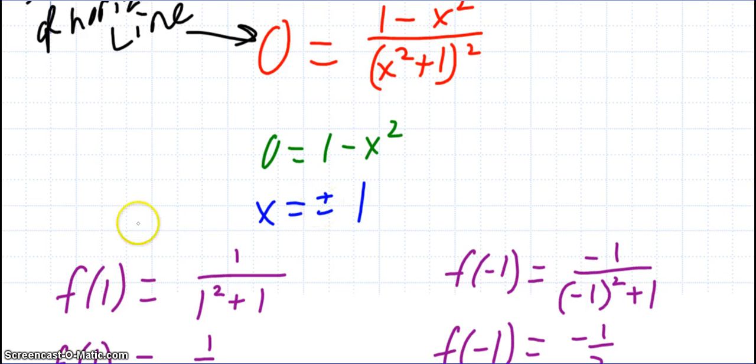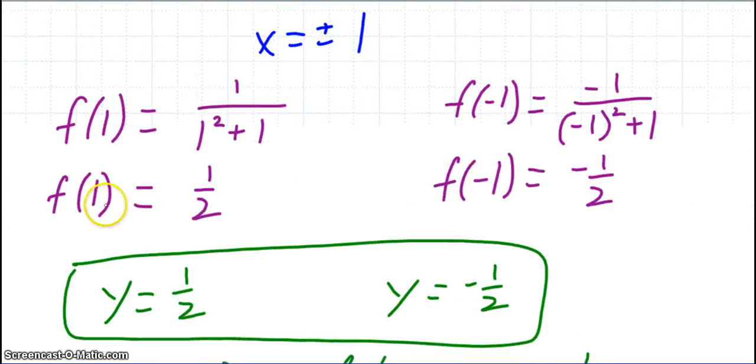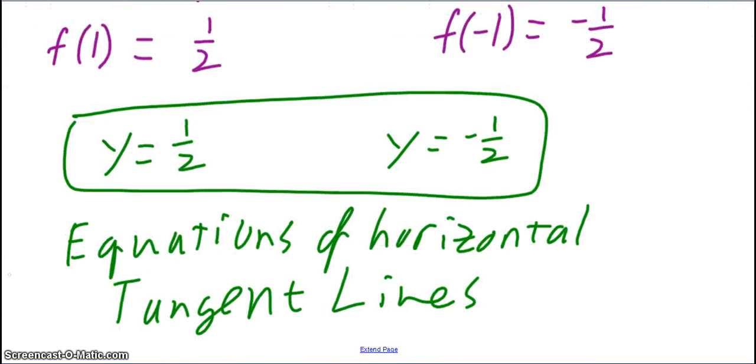So now I need to find the y value, because the y value is going to be the equation of the line, since a horizontal line is just written as y equals a number. So I take x equals 1 and x equals negative 1, and I plug it back into the original function, not into the derivative, but the original function. I know that plugging it into the derivative is going to just give me 0. So f of 1 equals 1/2, f of negative 1 equals negative 1/2, therefore y equals 1/2, and y equals negative 1/2 are the equations of my horizontal tangent line.